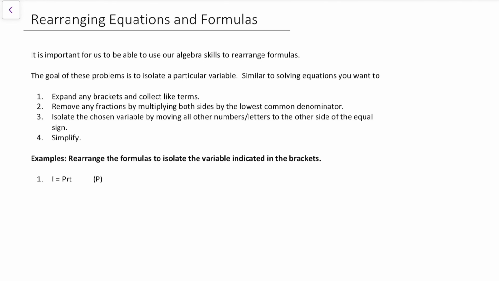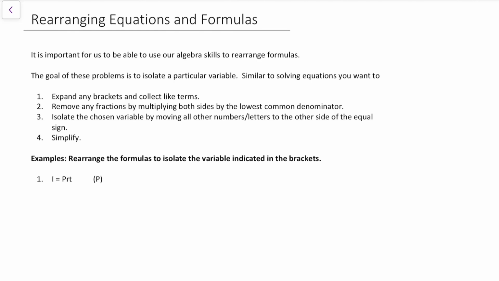In this video, we are going to look at rearranging equations and formulas. It's important for us to be able to use our algebra skills in order to rearrange formulas in case we're looking for part of the formula that it's not set up to look for. So for example, if I have the formula I equals PRT, but I'm looking for P, I need to be able to rearrange that equation to be P equals rather than I equals.